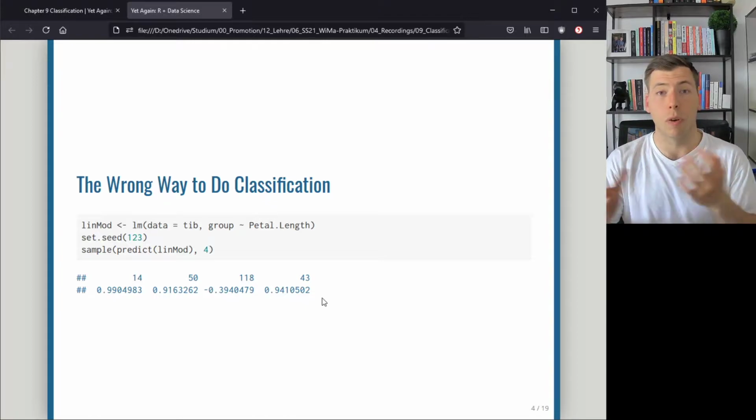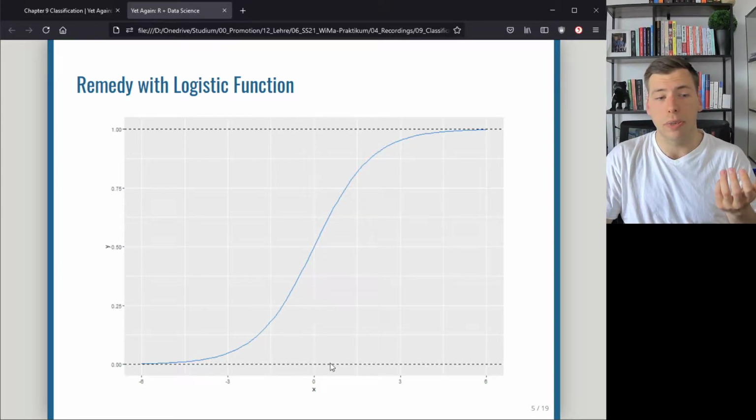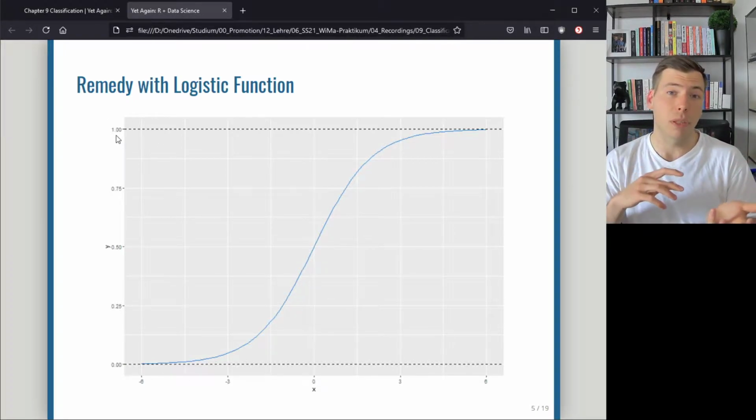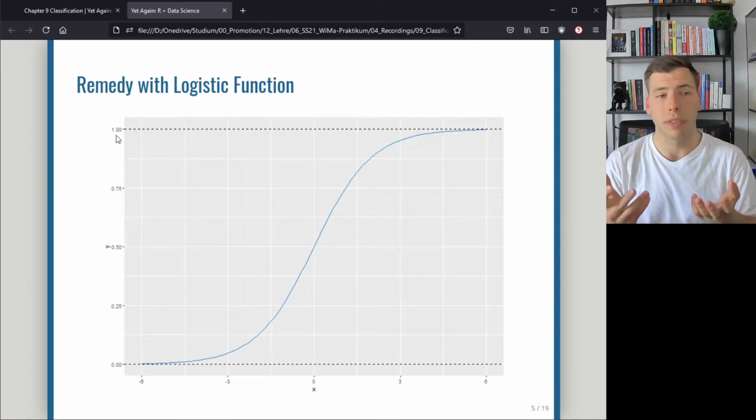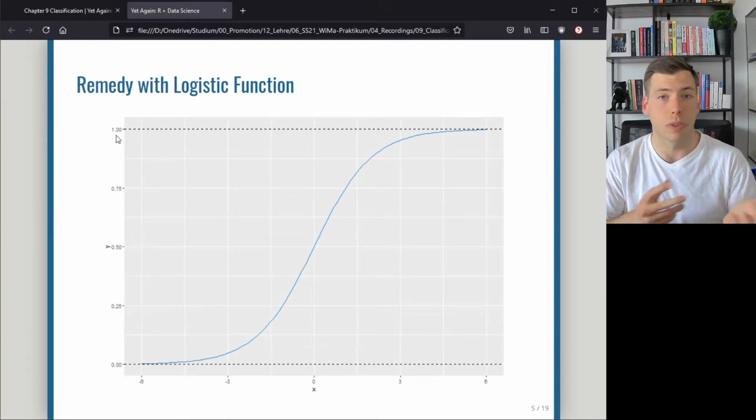is to transform the response. For instance, we could look at the logistic function, which just takes any real value and transforms it to the range 0 to 1. Then these transformed values we could possibly interpret as probabilities, and with these probabilities we could classify our observations into the specific species.